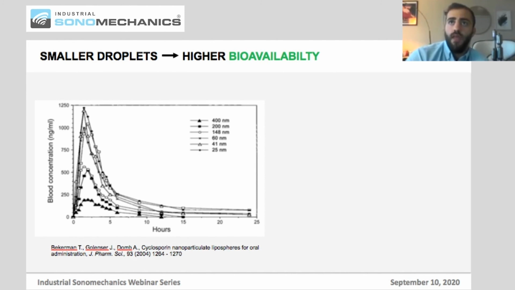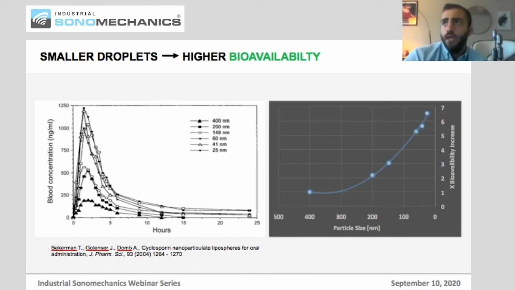And we see as we're going up, the area under these curves is increasing. So as we're making smaller and smaller droplets, more of the drug is getting into our bloodstream upon oral administration. And if we then take these values for areas under each of these curves and plot them versus their particle size, we're seeing that as our particle size decreases, our multiplier in bioavailability rises, demonstrating how the reduction in droplet size and increase in surface area promotes an increase in bioavailability.